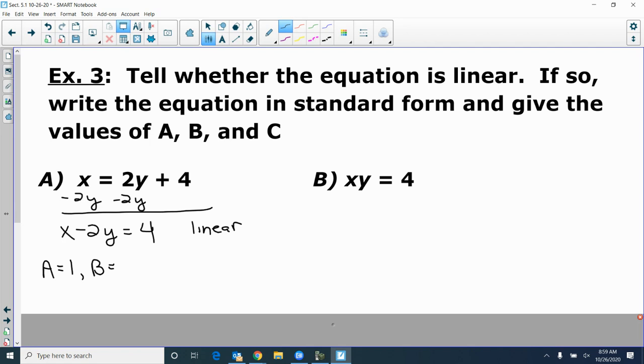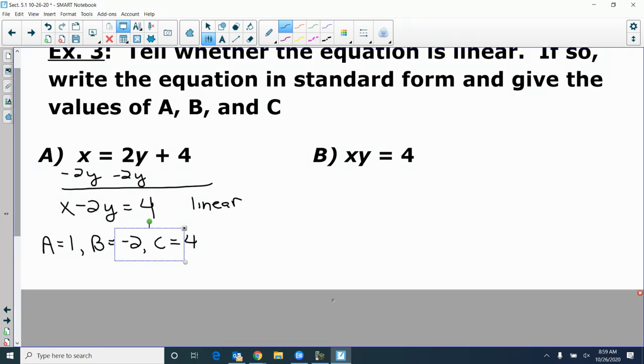B, okay, use the sign in front of it. B is negative 2. And then C is 4. So if it's linear, you just have an x, you just have a y. Then rearrange it if needed. It tends to be the hard part. And identify what A, B, and C are.